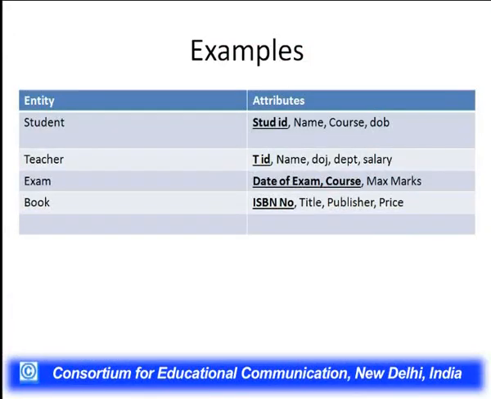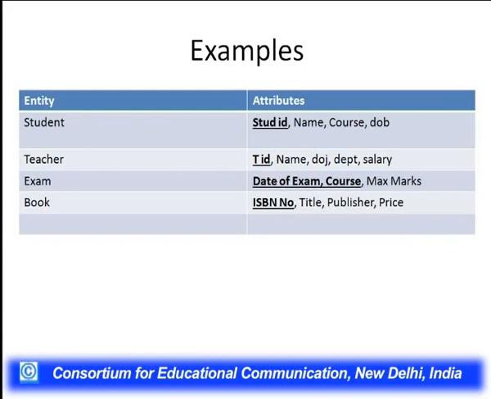So in this case we can see different entities are there, like for example student. Now the attributes of student could be student ID, name, course, date of birth, address, mobile number, email address, etc. Similarly, if you have teacher, teacher will have properties like teacher ID, name, date of joining and so on. Then you can have other entities also.